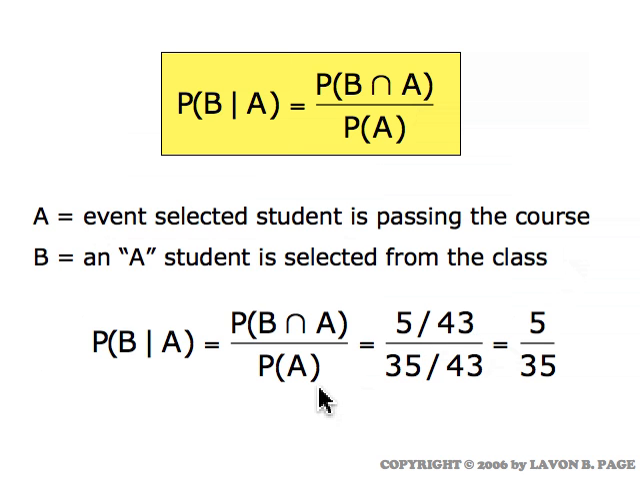And the denominator, the probability of A, that the student is passing the course, well, we have 43 students in the class, 35 of them were passing, so that probability in the denominator is 35 over 43, and this fraction reduces to just 5 over 35, as we saw previously.